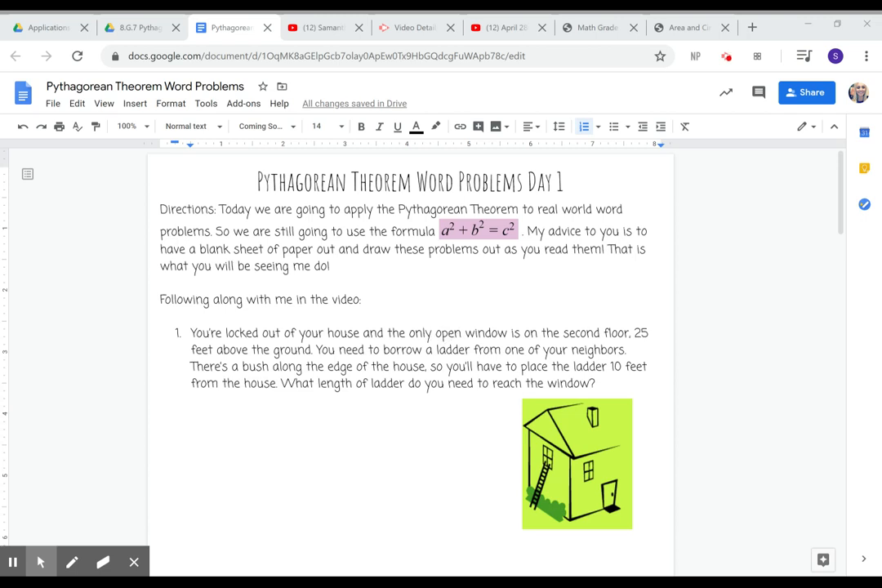Hey guys, all right, we're going to do Pythagorean theorem word problems this week. So it's just now applying the Pythagorean theorem into different word problems. So we're still using the Pythagorean theorem.